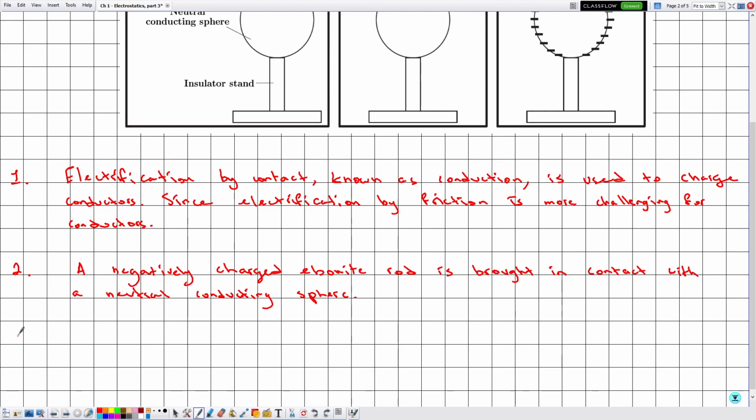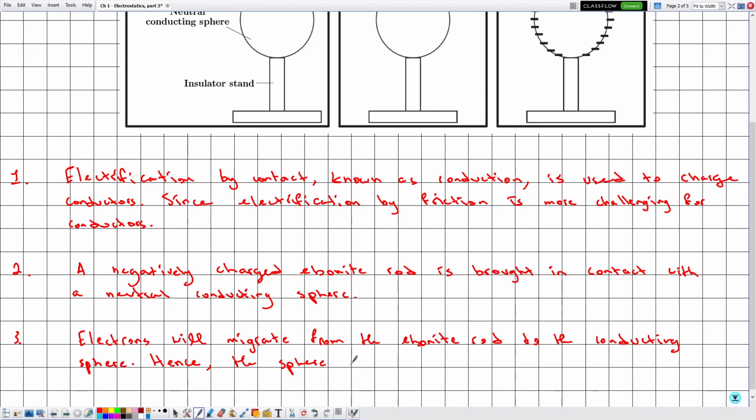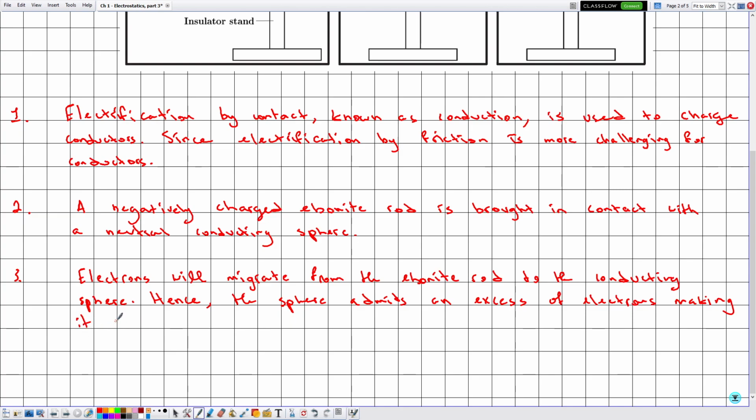Electrons will migrate from the ebonite rod to the conducting sphere, hence the sphere admits an excess of electrons, making it negatively charged.